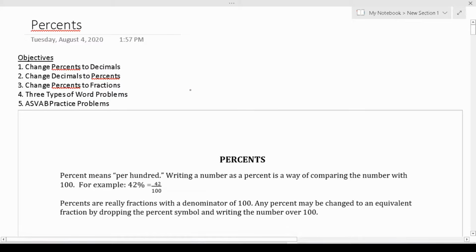After that, we're going to spend the next half of the video looking at the three types of word problems involving percents. And then finally, we're going to work out about 10 different practice problems that should closely mirror what you'll see on the ASVAB. Again, on the ASVAB, you're not allowed to use a formula sheet or a calculator. So as you work through this video, make sure not to use any of those resources.